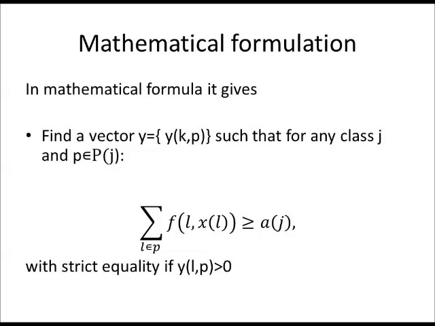We shall write the value of this minimum cost as A of K. I now redefine Wardrop equilibrium in terms of a mathematical formulation. So it gives the following. We seek a vector Y for different Ks and different paths available to different player Ks, such that for any class J and any path which is available to that class, the sum of link costs over this path is greater than or equal to the minimum Aj, with strict equality, so it equals Aj, if Y of Lp is strictly positive.